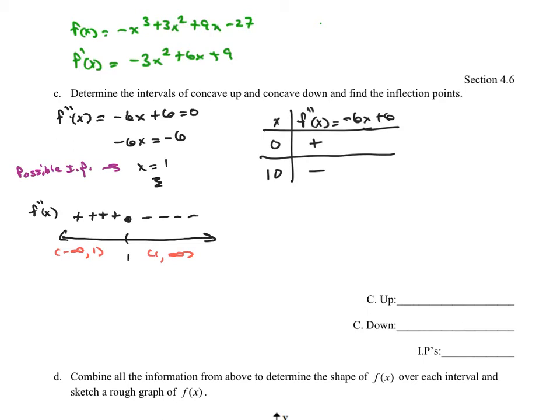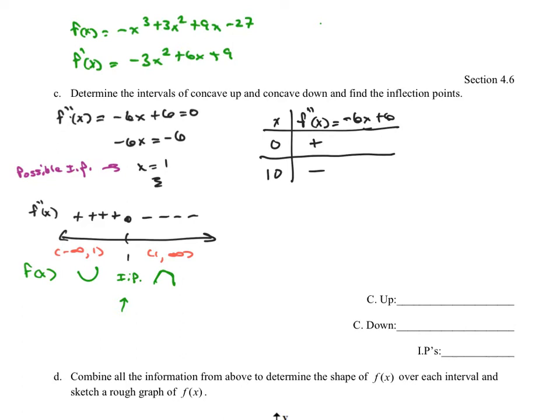So why do we care about that? Because if we know the sign of the second derivative, we know information about our original function. Any place the second derivative is positive, I know my function must be concave up. Any place my second derivative is negative, I know that my function must be concave down. And because my domain is negative infinity to infinity, and at x equals 1 I change concavity, I know when x equals 1, I have an inflection point.